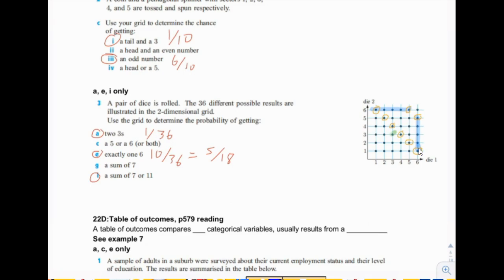6, 7, 8. So there's 8. There's 8 outcomes that are a sum of 7 or 11. So it would be 8 divided by 36. So that's the same as 2 divided by 9. Okay?